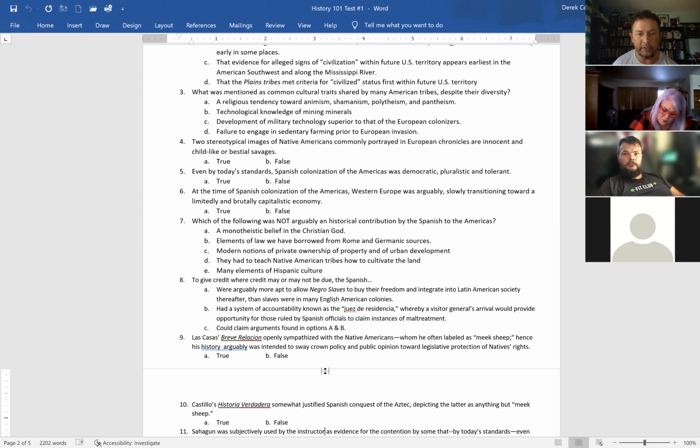The Spanish contributed. So that's functional history. You're not looking at right or wrong or villainizing a certain group. You're simply trying to ascertain how we got to where we are today.